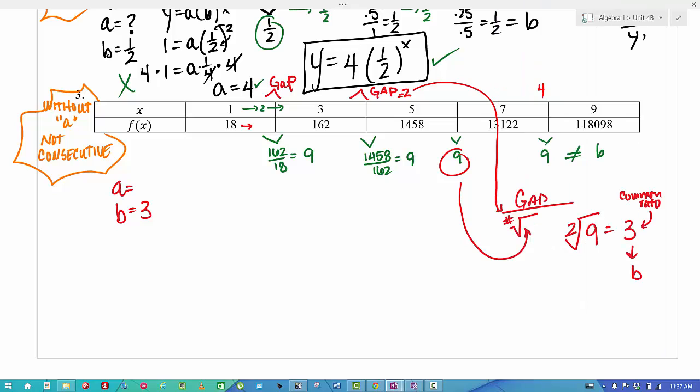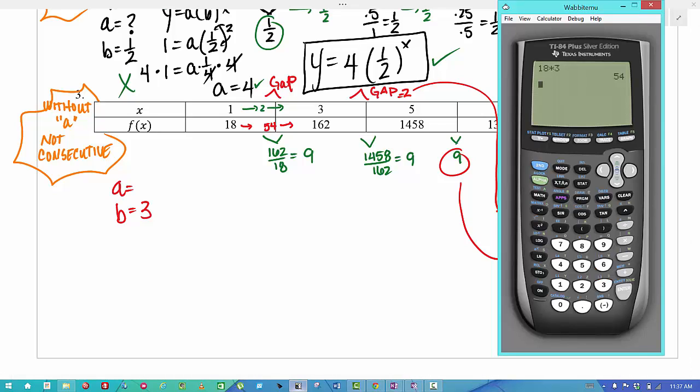Should be 54. That would be the part 2 if it was there. Then we could move up to 162. So 54 times 3 should be, and we'll check it with our calculator again just to make sure, 54 times 3, because that's our sequence here, is 162.